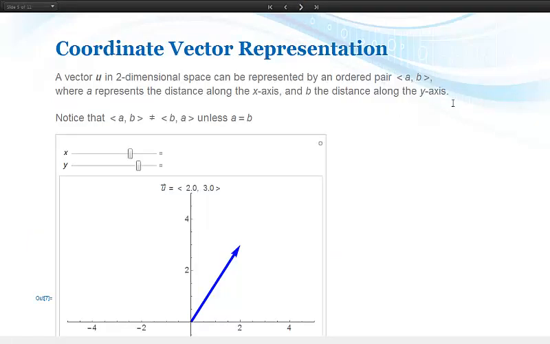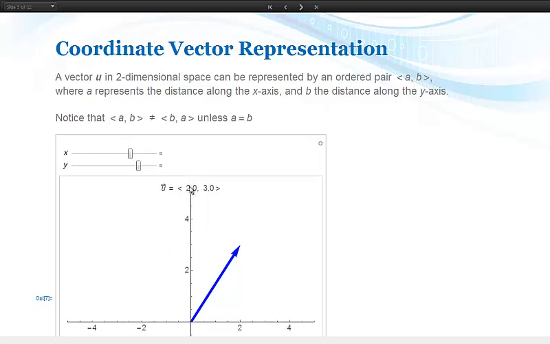Now we can also represent vectors using coordinates. In two-dimensional space we need an x and y component. In three-dimensional space we need an x, a y, and a z component. Now notice that we called these ordered pairs or ordered triplets. That's because the vector AB is not the same as the vector BA in general.